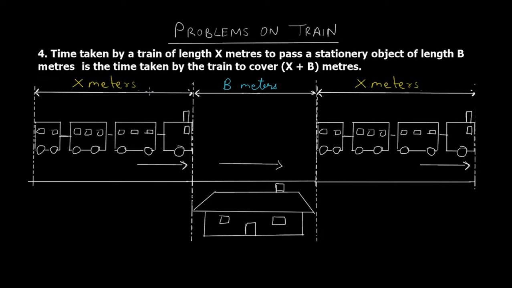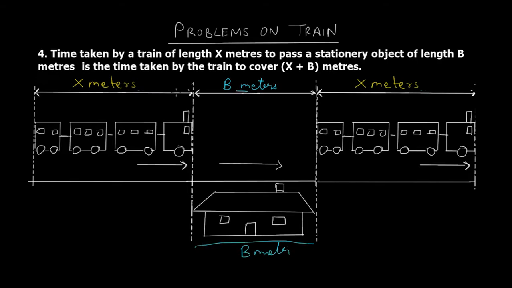Okay, so point number 4. The time taken by a train of length x meters to pass a stationary object of length b meters is the time taken by the train to cover x plus b meters. So similar to the previous point, this point states that there is an object which has its own length. Now in the point number 3, we had a person or a pole, but here we have an object, say for example a house, whose length is b meters.